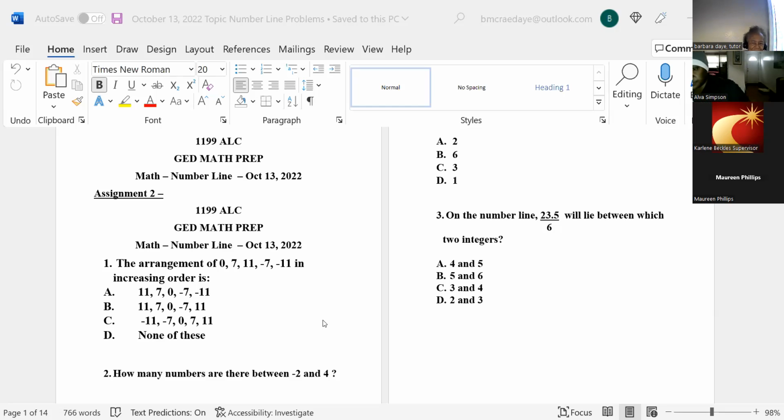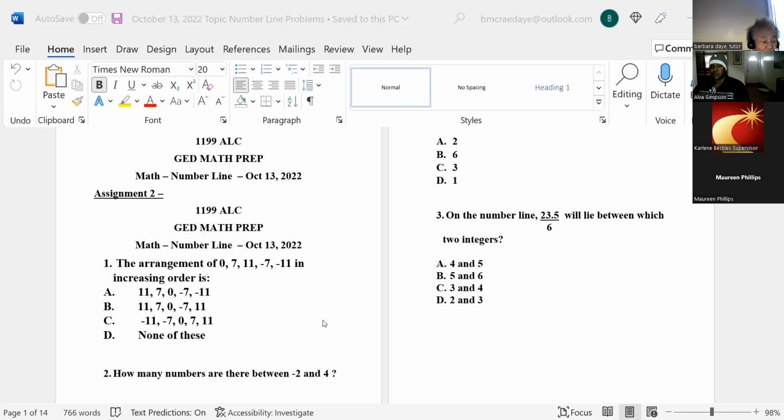Maureen, number 1, how did you do it? Tell us your answer and tell us how you figured it out. That's a good one, Miss Barbara. I just guessed it. No, you did not just guess it. Okay, well, so what is your answer, Maureen? My answer was C. Your answer was C. The question is from low to high, from the lowest to the highest.